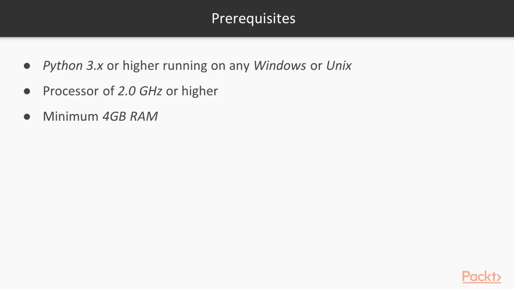To perform the solutions of this course successfully, you will need Python 3.x or higher running on any Windows or Unix-based operating system with a processor of 2.0 GHz or higher and a minimum of 4 GB RAM. This covers everything that we're going to learn in this course. Let's get started. I hope you enjoy the course, and all the best.